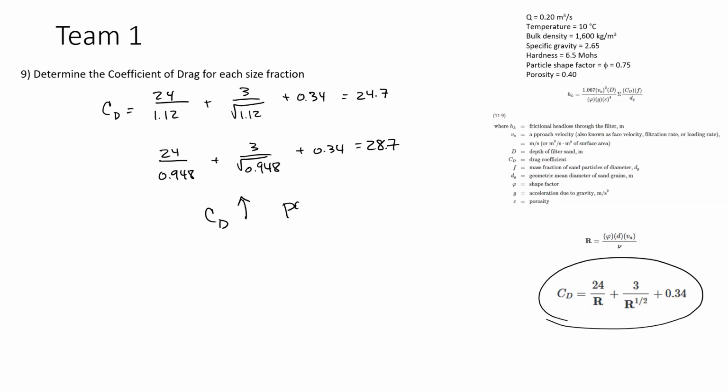So the coefficient of drag increases as my particle size does what? Does my coefficient of drag increase or decrease with particle size? Notice here, my particle size is decreasing. So yes, as particle size decreases, coefficient of drag increases. So what do you think that's going to do to my head loss? How is head loss affected? Higher head loss, exactly. So the smaller the particle size, the higher the head loss.